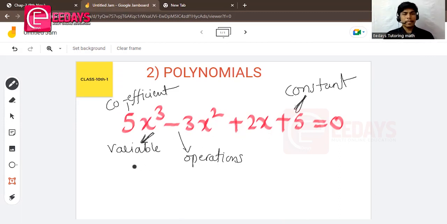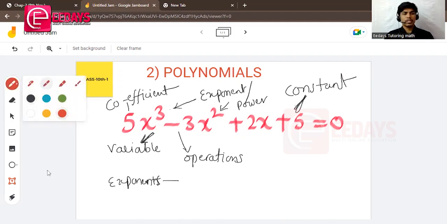Let's write the exponents. Yes, that is what I missed. Exponent, or else power, whatever word you want to use. Exponent or power, whichever word you use. Let's write the exponents here. The exponents in the question are 3 and 2. Here x cube: cube is nothing but 3, and x square is 2. And for 2x you can take 1 here.